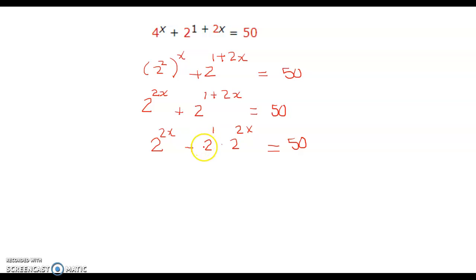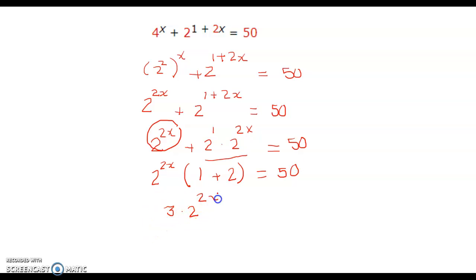And now what you'll notice is I have a common factor, and that is 2 to the 2x. Well, if I divide this 2 to the 2x by itself, I get 1. And if I divide the second term by 2 to the 2x, excuse me, I'll get 2. So I have 1 plus 2, which of course is 3. So now I have 3 times 2 to the 2x power is equal to 50. And now it looks much like many of the other questions that we worked on.